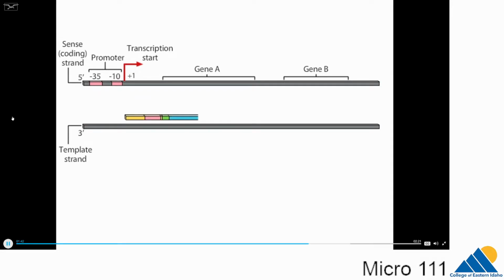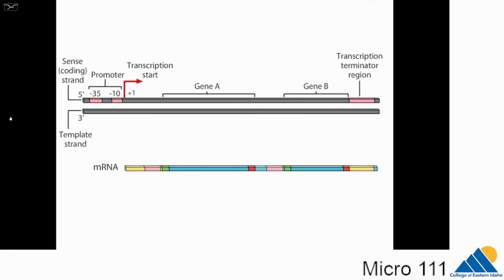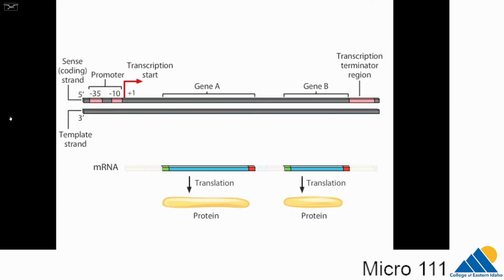RNA polymerase creates an mRNA strand complementary to the template strand. At the end of the operon, a transcription terminator region causes the RNA polymerase to detach from the DNA. Portions of the mRNA are translated into proteins. Each coding sequence of the operon begins with a start codon and ends with a stop codon.